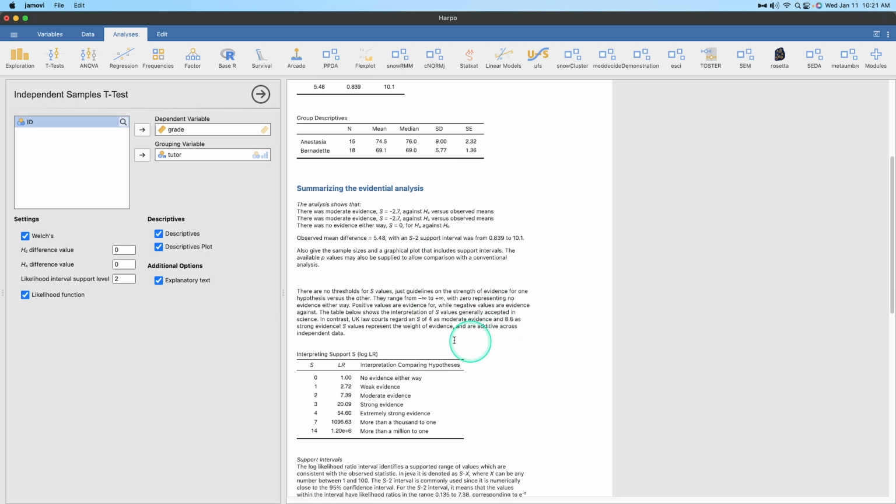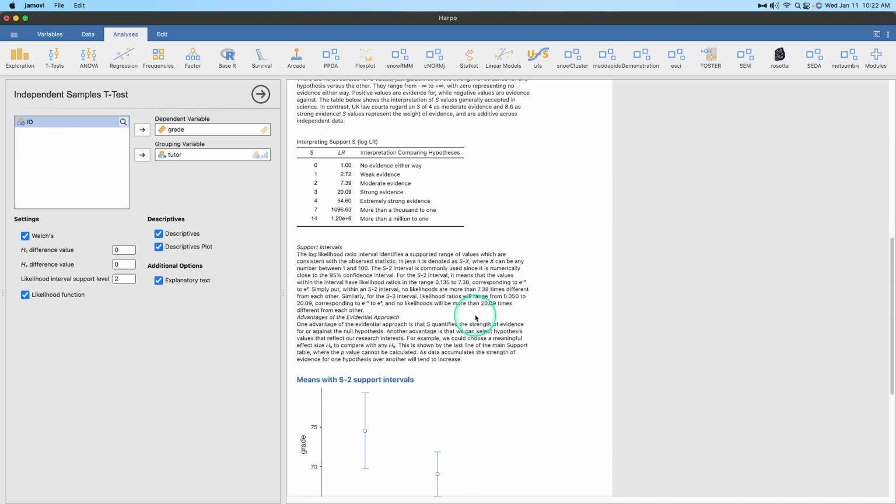Okay, the table below shows an interpretation of S values generally accepted in science. In contrast, UK law courts regard S of 4 as moderate evidence and 8.6 as strong evidence. UK law courts, that's wild. S values represent the weight of evidence and are additive across independent data. That's really cool. All right, support intervals.